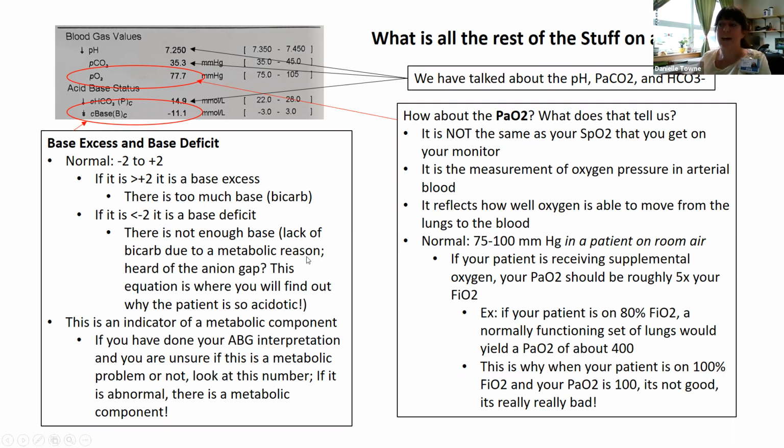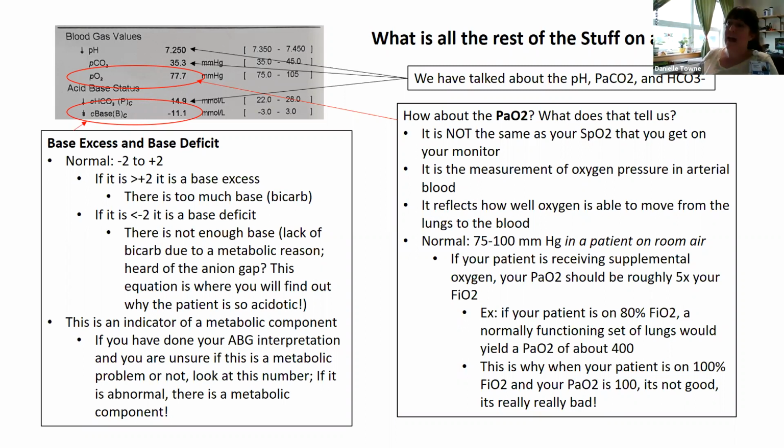And if you have a base excess, then you've got too much base. And if you have a base deficit, then you have too little base. It's kind of telling you how much base you would need to get back to normal. So what does this actually mean? Why do we care? The best thing I can tell you is that this tells you how bad your metabolic involvement is. And that's really it.